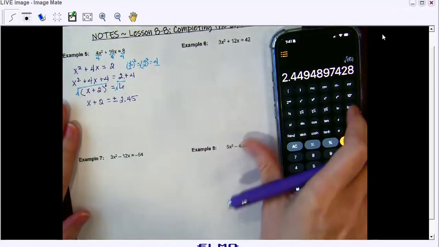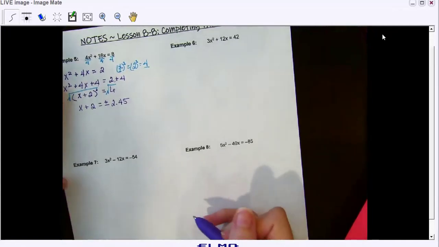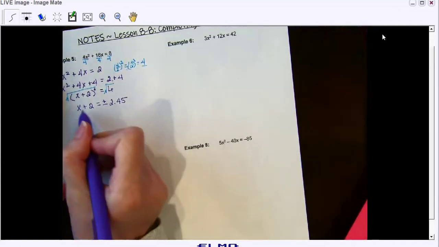2.45. All right. If you hear that in the background, that is my son baking me some snickerdoodle cookies. Yay, me. All right. So let's go ahead and set this up.